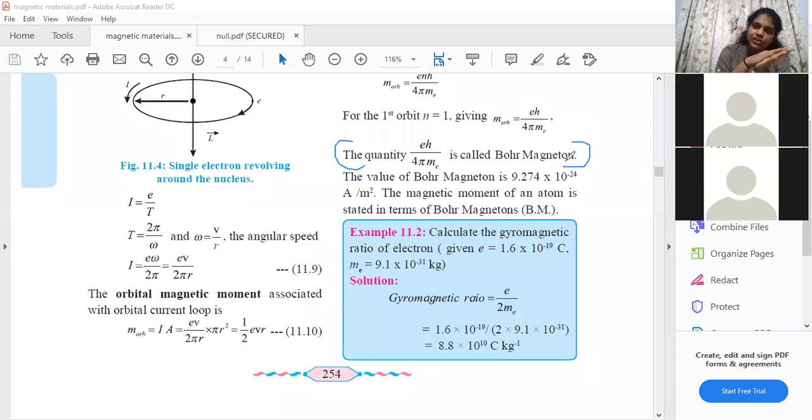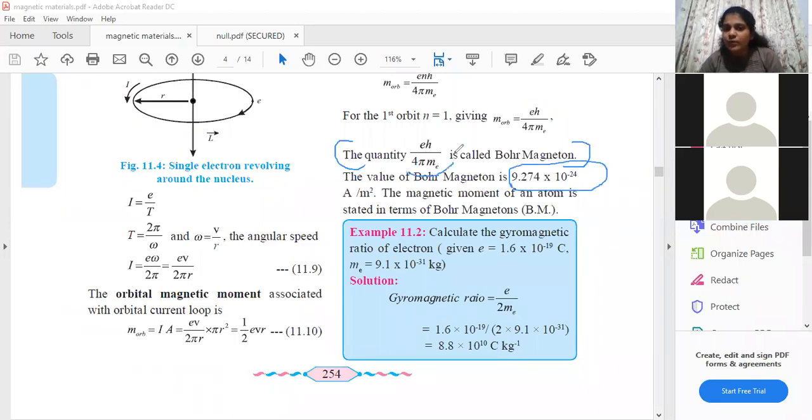Like in the last session, I explained the unit was ampere meter square, right? I think now it is more clear why it is ampere meter square, because right from the beginning I'm explaining to you all how to determine the magnetic moment. It is current into area. So current's unit is ampere and area's unit is meter square. So ampere meter square. But Bohr magneton is one more unit for your magnetic moment, your magnetic dipole moment. Okay. Its value is going to be this.